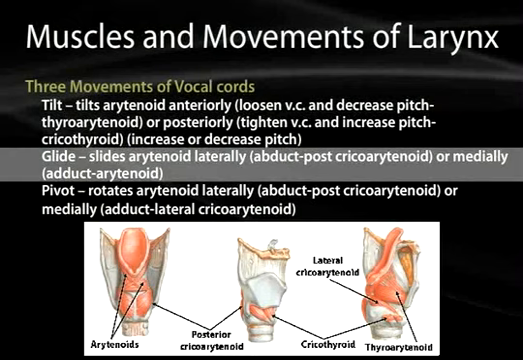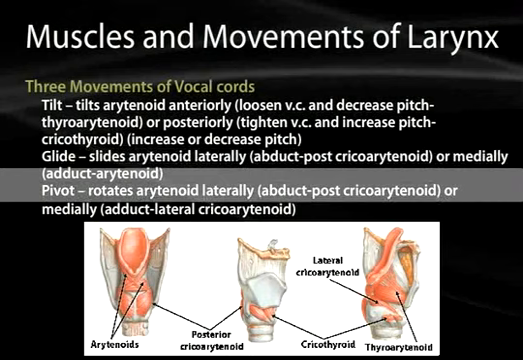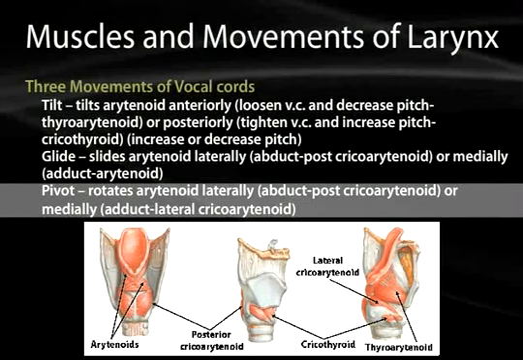Now, the gliding action occurs when there is going to be an arytenoid that slides out laterally, and this will be abduction, and the cricoarytenoid muscle has a posterior cricoarytenoid and a lateral cricoarytenoid. The posterior cricoarytenoid will do both the sliding and gliding out by abduction, and then it will also do the abduction that occurs via rotation or pivoting around a central axis.